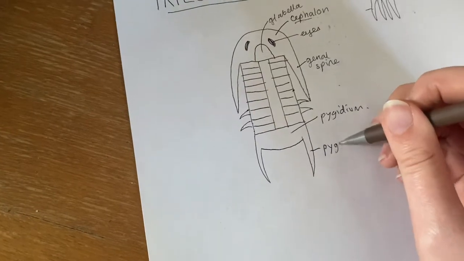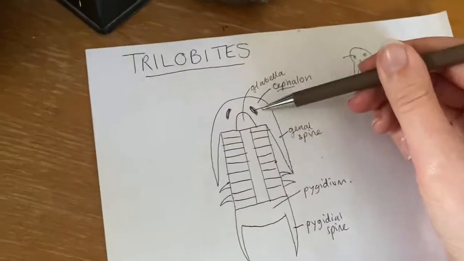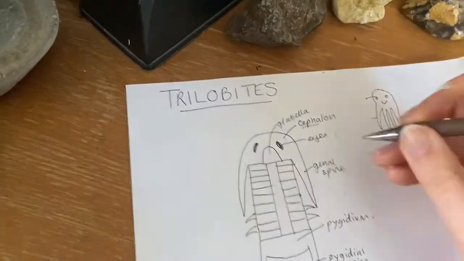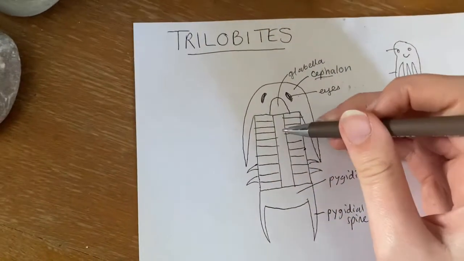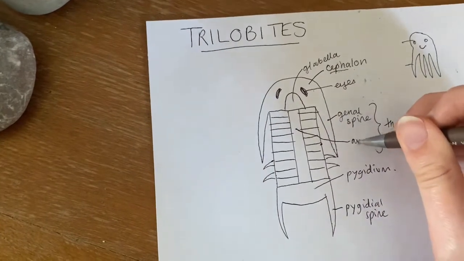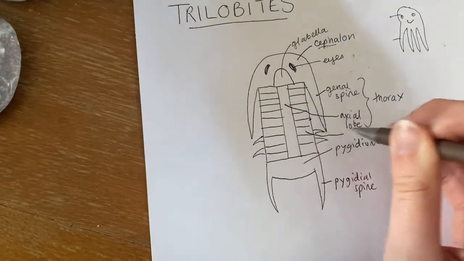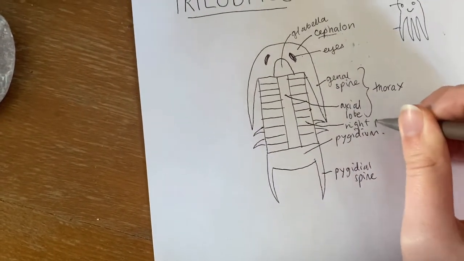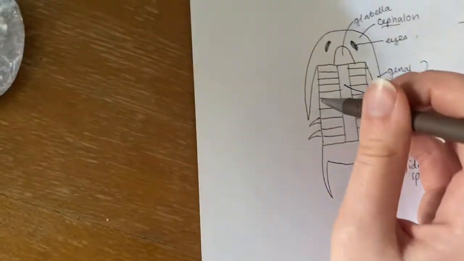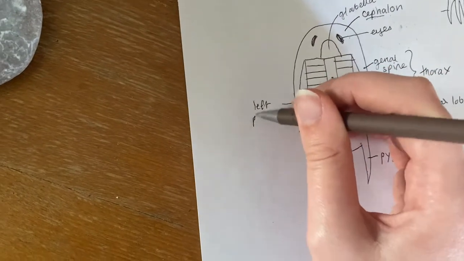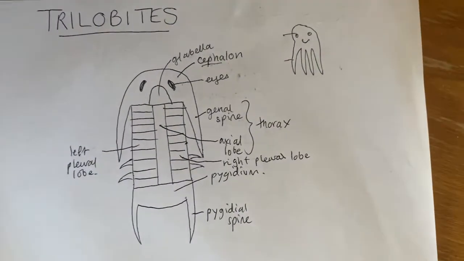So this is the pygidial spine. So we've got the cephalon, we've got the pygidium. Now the bit in the middle, overall, is the thorax, but they all have different names. So here we have the axial lobe. This is the right pleural lobe. Sorry. And this is the left pleural lobe. So yeah, that is the anatomy of a trilobite.